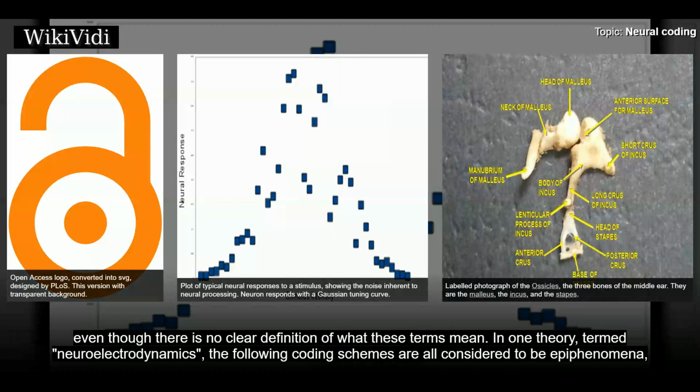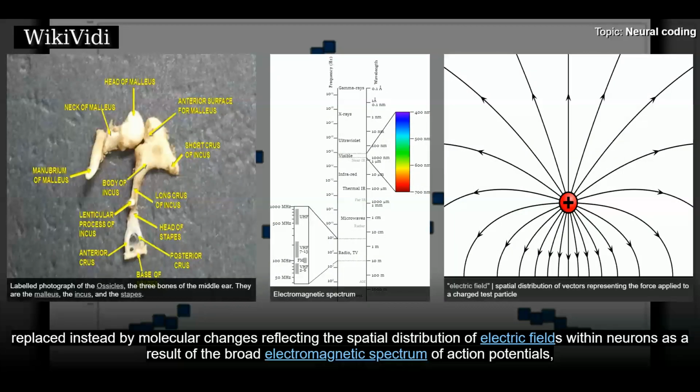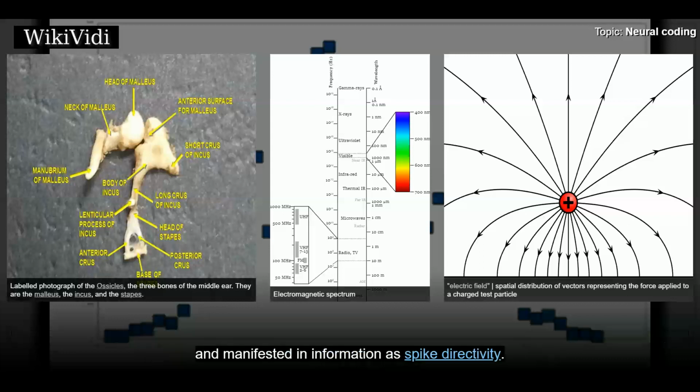In one theory, termed neuroelectrodynamics, the following coding schemes are all considered to be epiphenomena, replaced instead by molecular changes reflecting the spatial distribution of electric fields within neurons as a result of the broad electromagnetic spectrum of action potentials, and manifested in information as spike directivity.